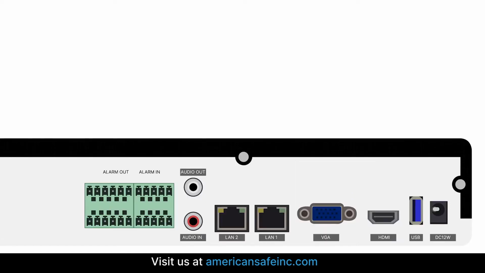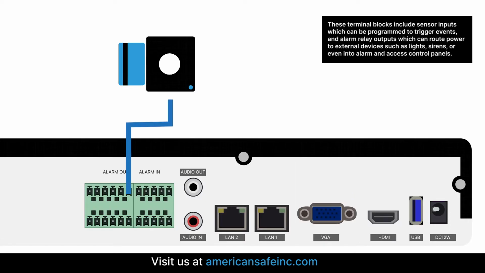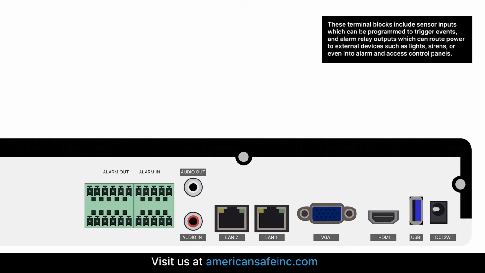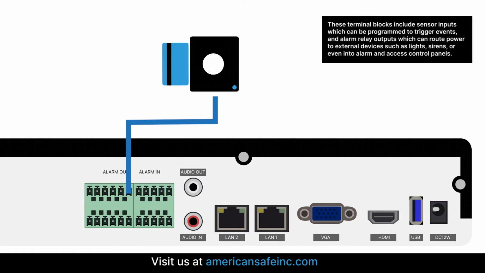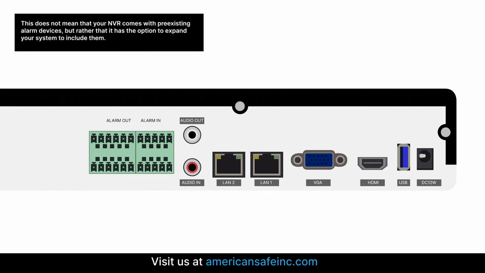These terminal blocks include sensor inputs, which can be programmed to trigger events, and alarm relay outputs, which can route power to external devices, such as lights, sirens, or even to the alarm and access control panels. This does not mean that your NVR comes with pre-existing alarm devices, but rather that it has the option to expand your system to include them.